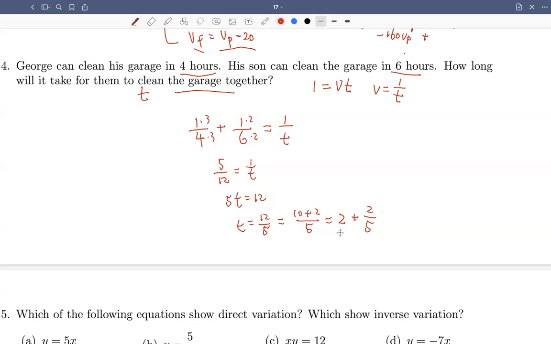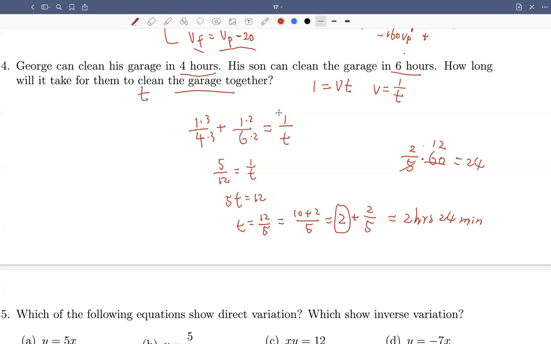We don't want to tell people it takes me 2 hours and 2 over 5 hours to do something. So we want to convert the fraction into minutes. The 2 hours is okay. These 2 whole numbers just mean 2 hours. We want to convert this into minutes. Each hour has 60 minutes, so we just multiply by 60. So 5 goes into 60 12 times, right? 2 times 12, 24. So this equals 24 minutes. So this equals 2 hours and 24 minutes.